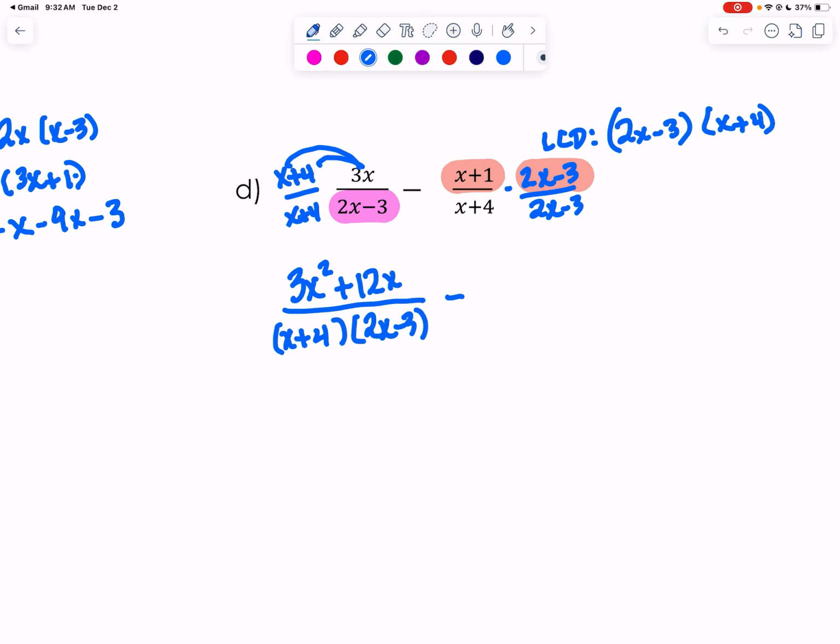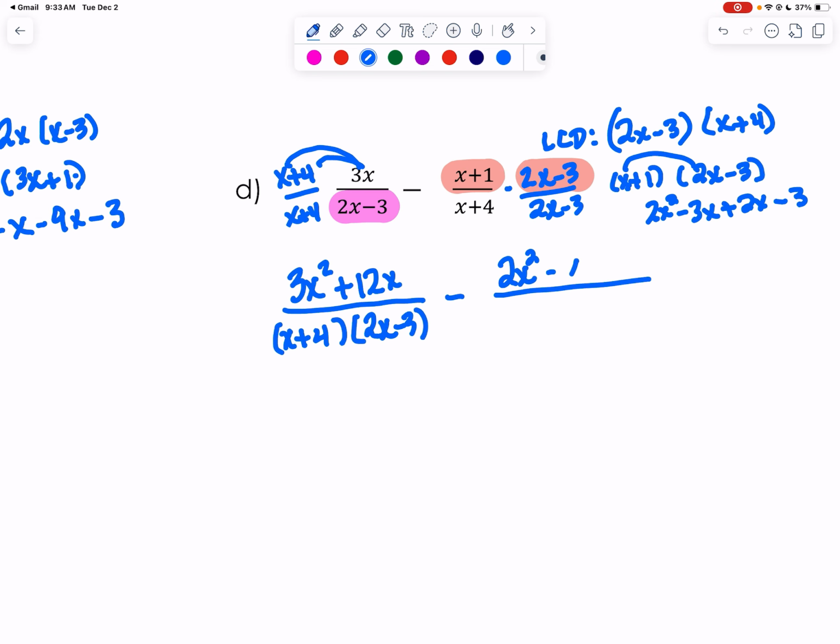So on the numerators, we do work this out. So I'm going to write it down over here. I'm multiplying x plus 1 times 2x minus 3. So x times 2x gives me 2x squared. X times negative 3 gives me negative 3x. Then we have 2x and then negative 3. So when I combine like terms, I get 2x squared, negative 3x plus 2x is negative x, and then negative 3. And again, on the denominator, do not multiply it out.